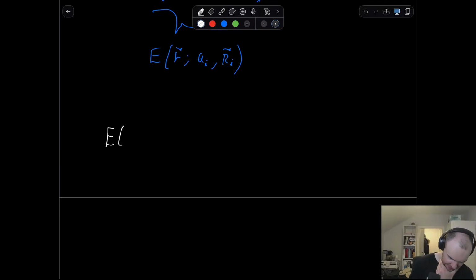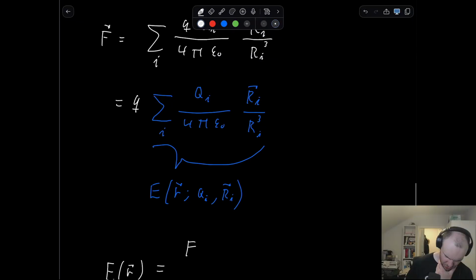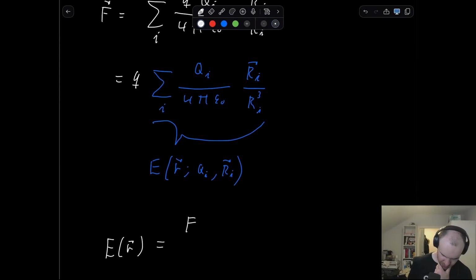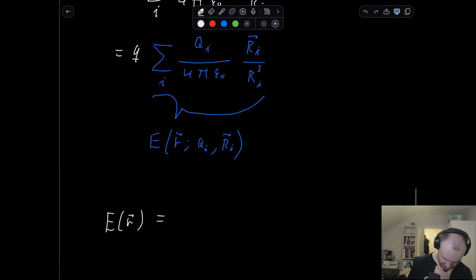Okay, and we write the definition like this. We say that the electric field E of R is equal to, of course, the force, and then divided by Q. And then we are going to let Q approach 0.